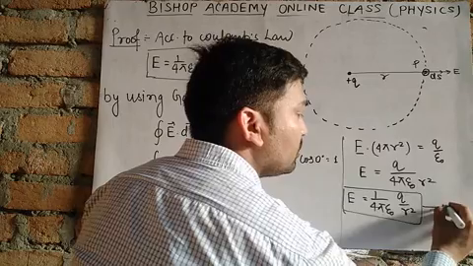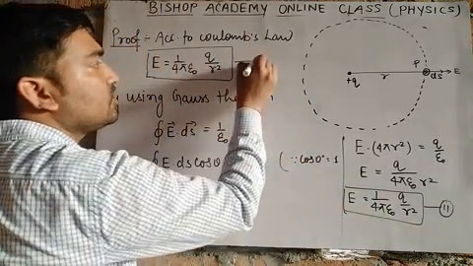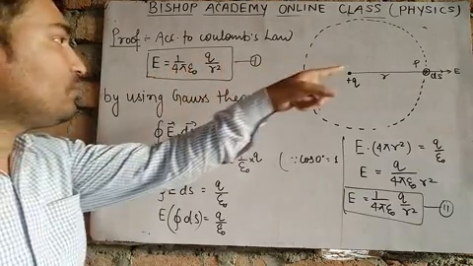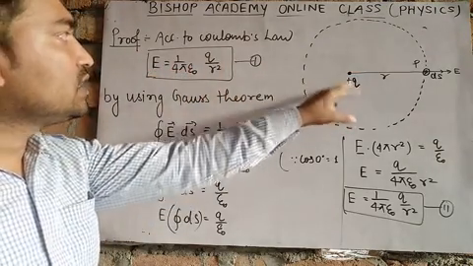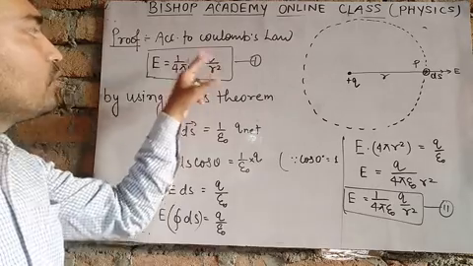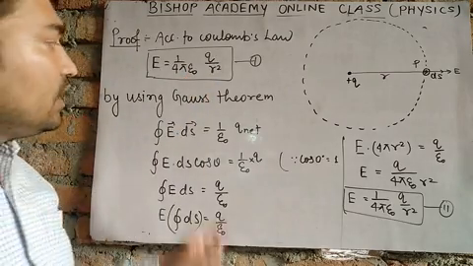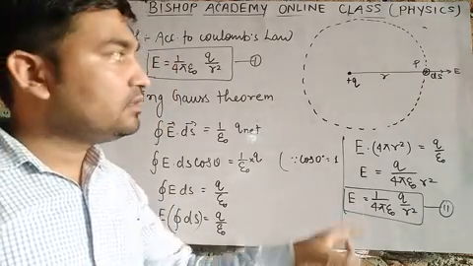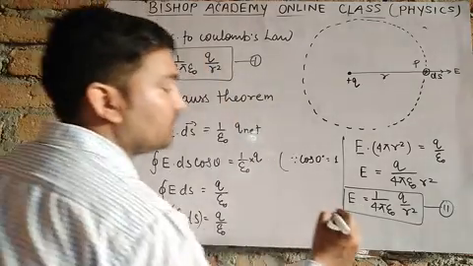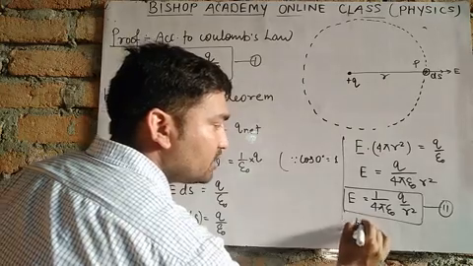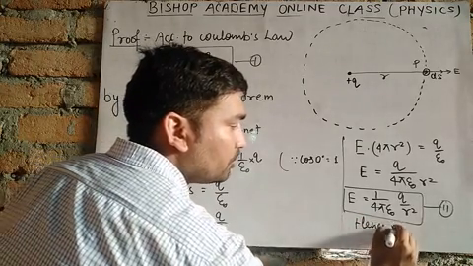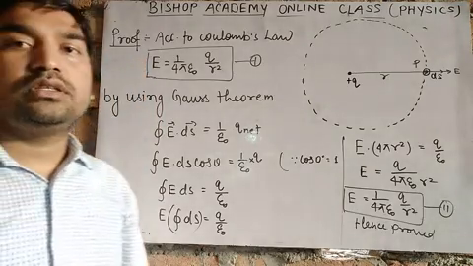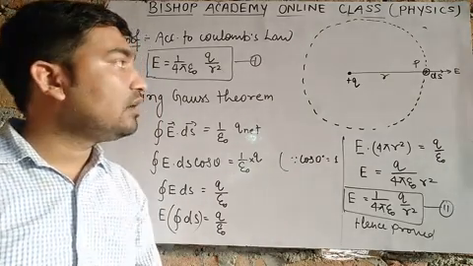This is equation number 2, and that is equation number 1. As you see, according to Coulomb's law, the electric field at point P due to this charge Q is 1 upon 4 pi epsilon naught Q upon r square, and according to Gauss theorem we have the same result. That's why Gauss theorem is correct, hence proved. This is the proof of Gauss theorem, and today our session is over.